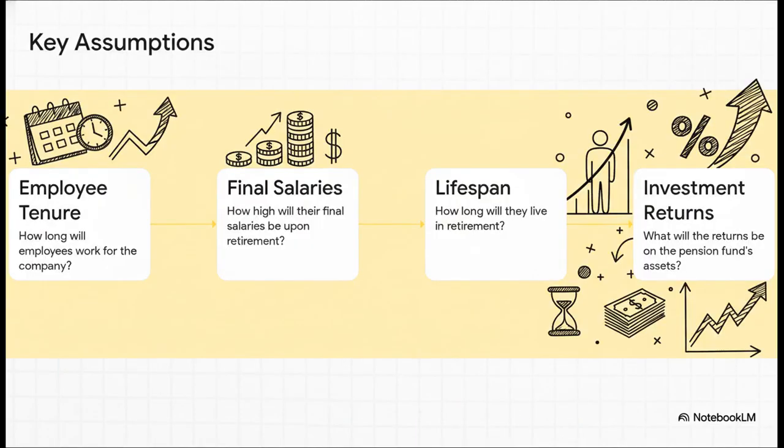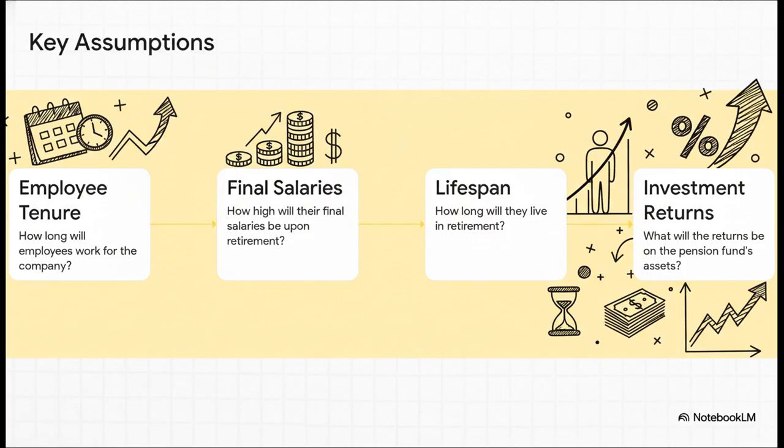So what's so great about this slide is it takes that abstract idea and turns it into 4 very real questions. Let's spend a minute here. First, how long will people work? Actuaries look at historical data on employee turnover and retirement ages. Second, what will their final salaries be? They have to project inflation, but also how likely someone is to get promoted over their career.